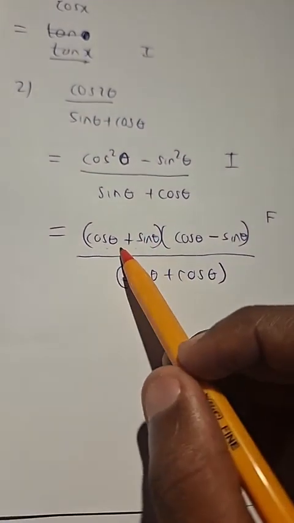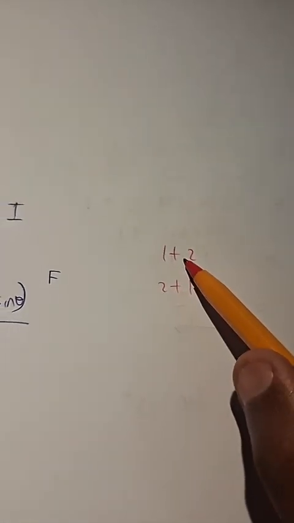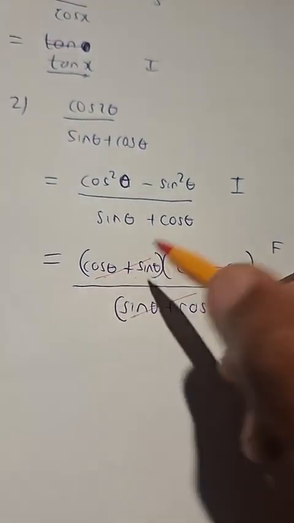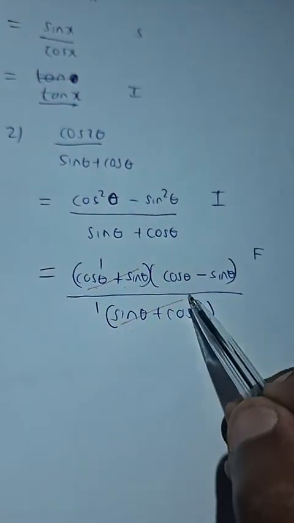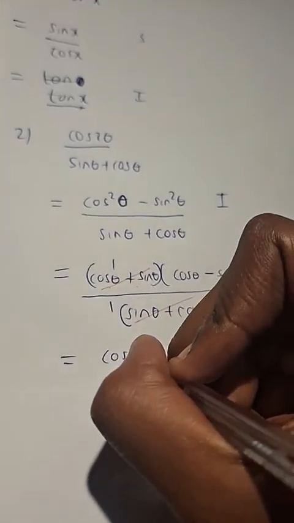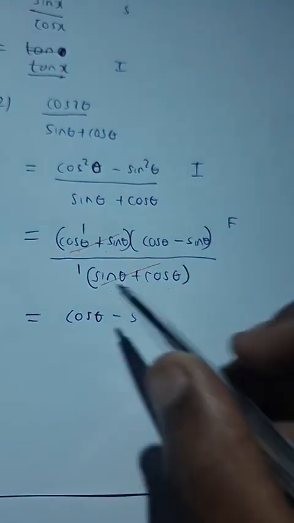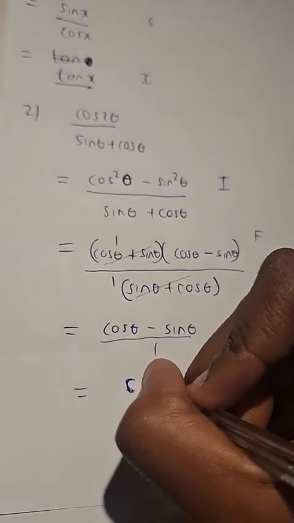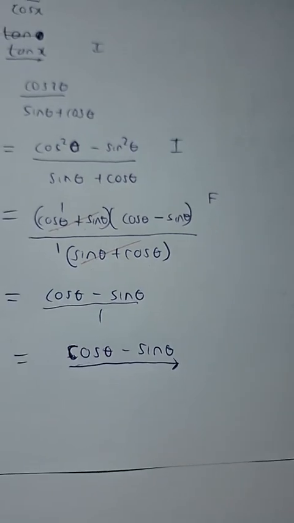This here, cos theta plus sine theta, is the same thing as sine theta plus cos theta. Just like 1 plus 2 is the same thing as 2 plus 1. They both give me the same answer, right? So, goodbye. Cancel. What's left there? 1 and 1. My answer is cos theta minus sine theta. It's in the numerator, right? So that's all over 1, but then obviously I know, guys, that is basically none other than cos theta minus sine theta, and that's where I end.